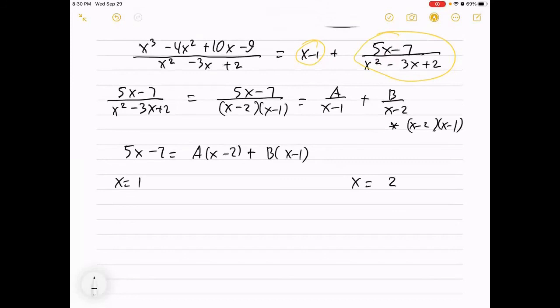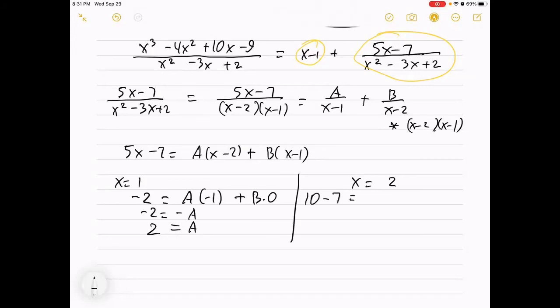So if you substitute x equals 1 into the left side, I'm going to get 5 minus 7, which equals -2. And on the right, I'm going to get A times 1 minus 2, A times minus 1, plus B times 0. So I'm going to get -2 equals -A, so A equals 2. Now, if I substitute 2 for x, I'm going to get on the right side 10 minus 7 equals A times 2 minus 2 is 0, so A times 0 plus B. So I conclude that B is equal to 3.